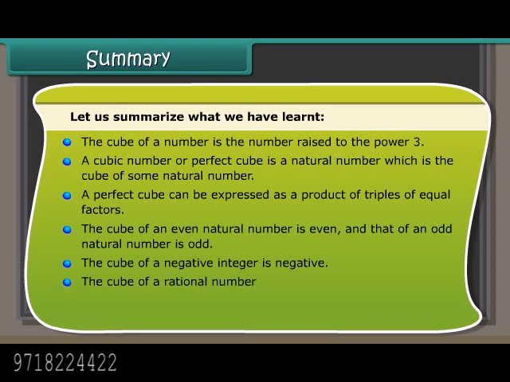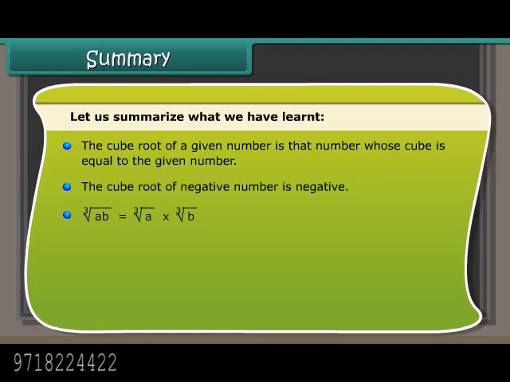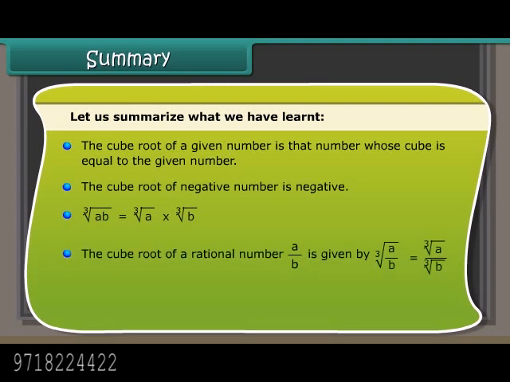The cube of a rational number a/b is (a/b)³, which is equal to a³/b³. The cube root of a given number is that number whose cube is equal to the given number. The cube root of a negative number is negative. ∛(ab) = ∛a × ∛b. The cube root of a rational number a/b is given by ∛(a/b) = ∛a / ∛b.